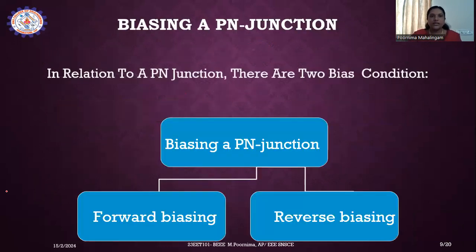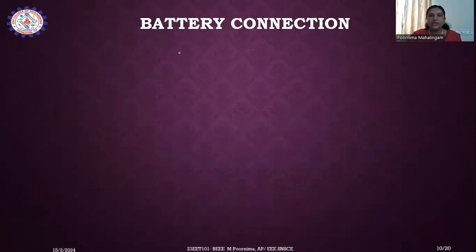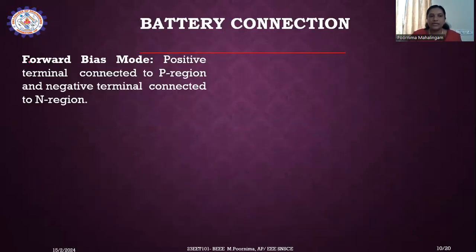Now, coming to the next thing, biasing. What do you mean by biasing? In relation to a PN junction, there are 2 types of biasing. One is forward biasing and the next one is reverse biasing. Now let's see the battery connections, based on which the biases are differentiated.